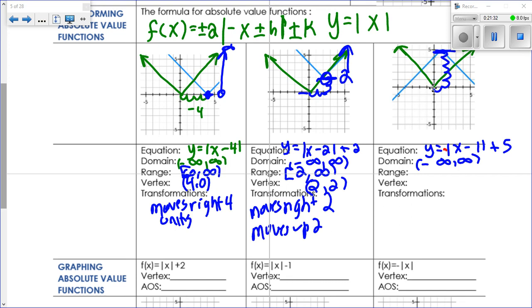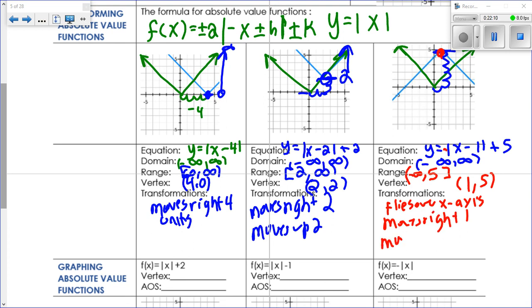So my range here is going from 5 to, so that's incorrect. And why is it incorrect to say 5 to negative infinity? Smallest numbers first. So 5 goes over here. Negative infinity goes in front. Parentheses, hard bracket. My new vertex is 1, 5. Transformations. Flips over the x-axis. Moves right 1. Moves up 5.